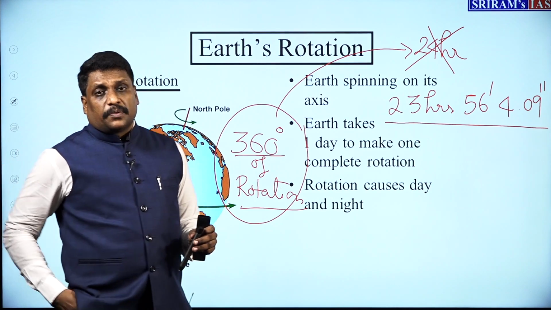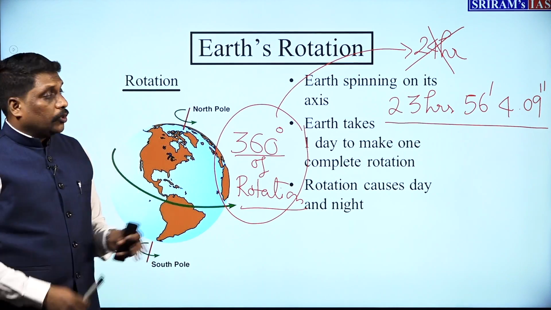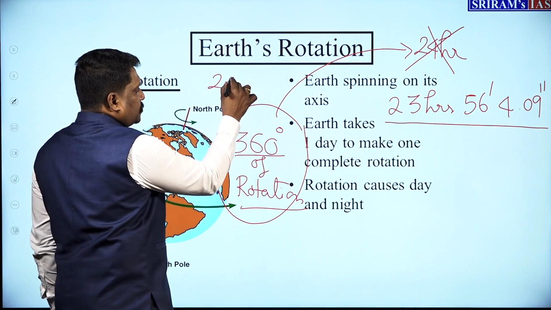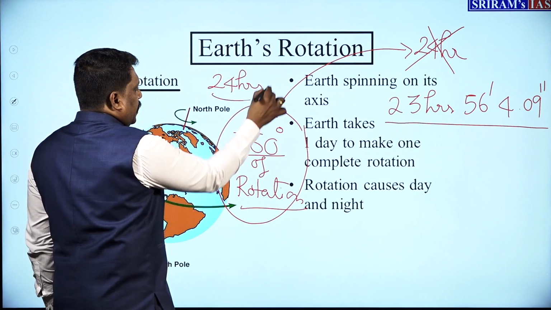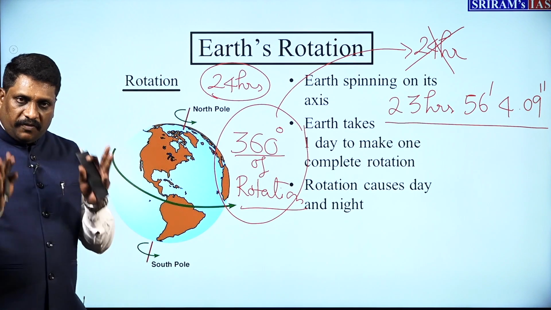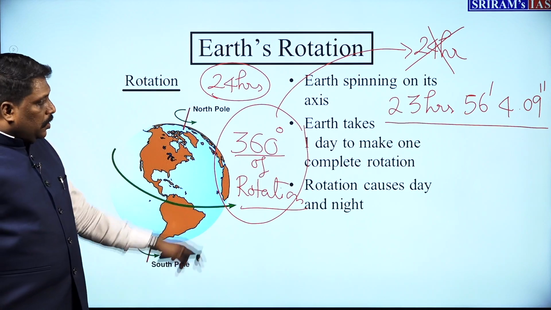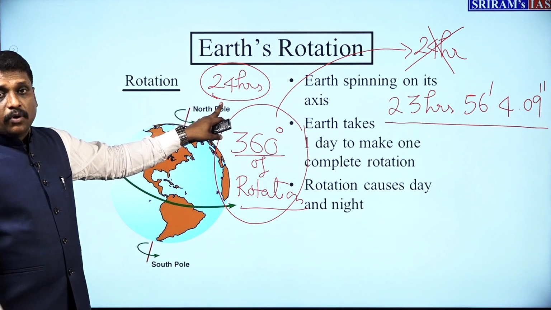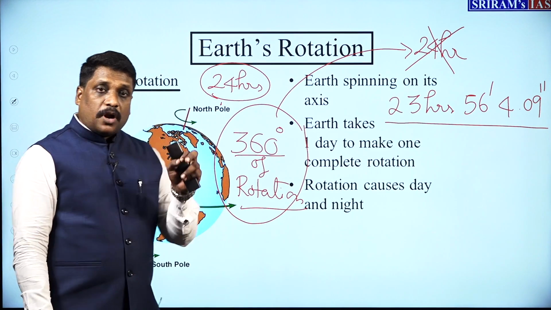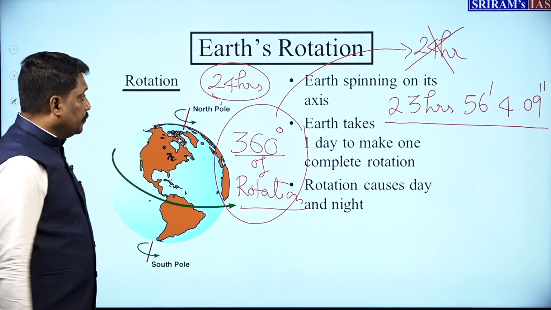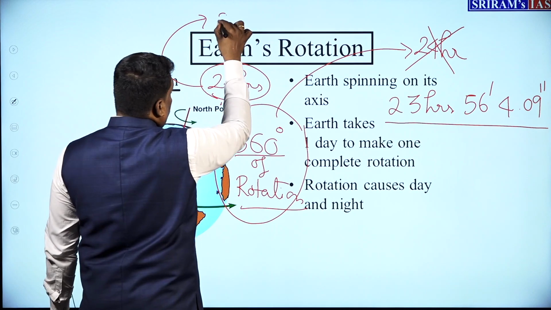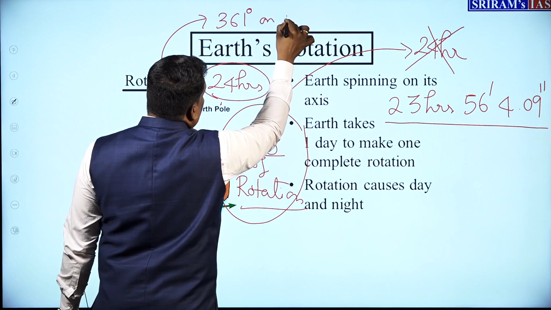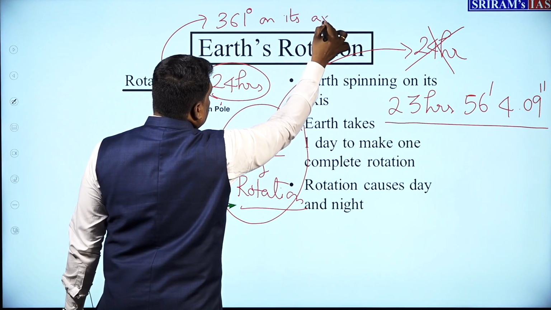Then immediately we ask a question: you are bringing a new fact altogether, then what is this popular 24 hours known for? I'm not denying that 24 hours is also a day. But the only fact I want to tell you is that 24 hours is not 360 degrees of rotation. 24 hours is actually about 361 degrees of rotation on its axis.